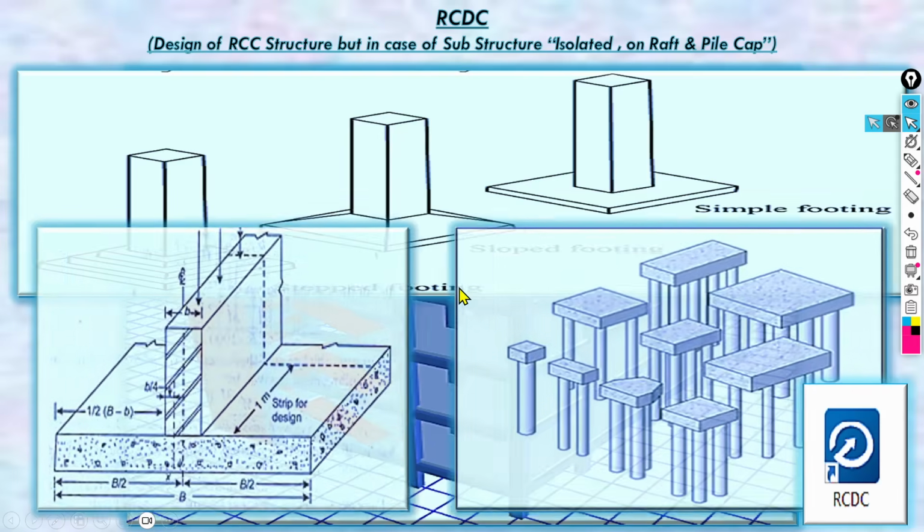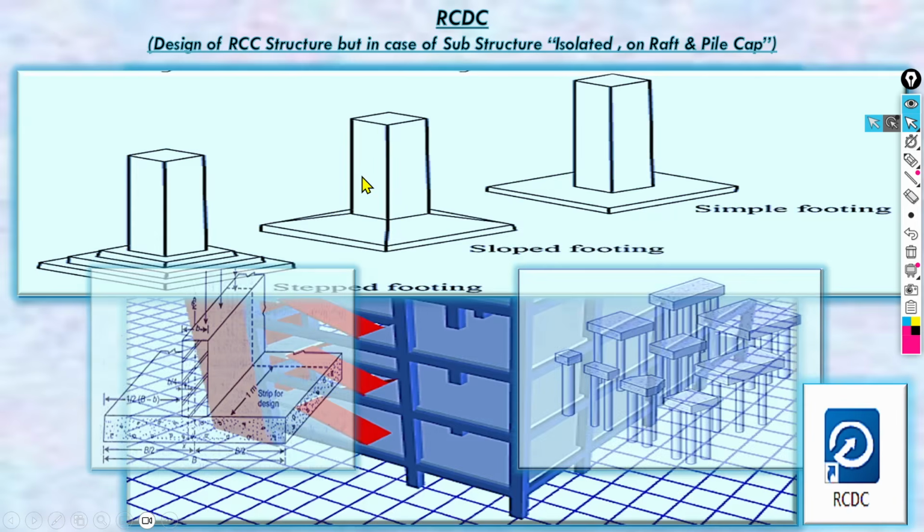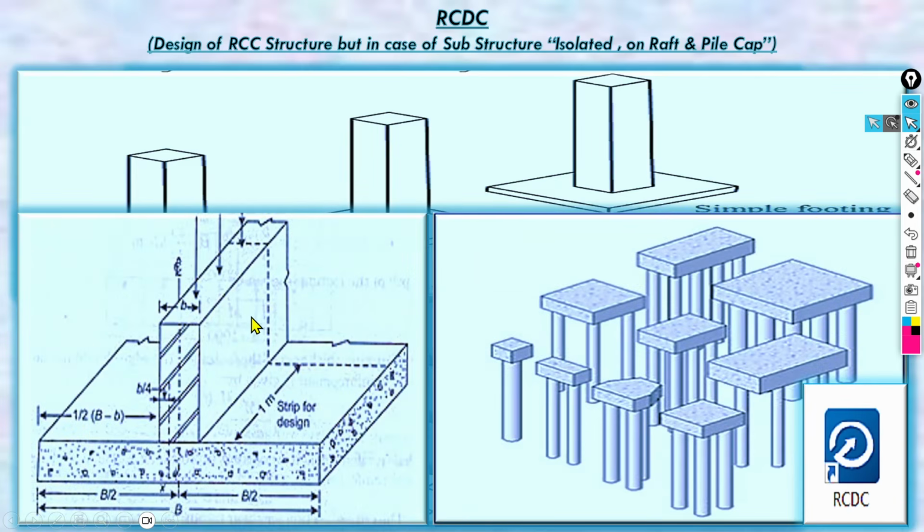Footing: you can see there are three types of isolated footing: the step footing, the slope footing with a 45-degree angle, and then the pad footing. These all are isolated footings. You can go with anything. And also there is the on-raft. There is one feature also in RCDC: you can make the on-raft foundation. This is an on-raft below the continuous shear wall or below the continuous wall. You can provide this on-raft footing.